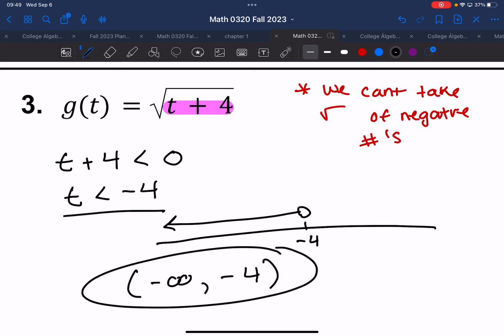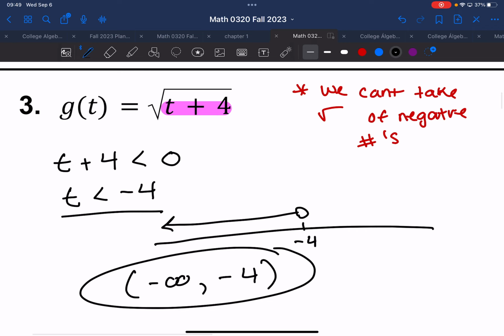So when you are dealing with functions that have radicals, those square roots, your domain is going to look like interval notation. Okay? When we have the functions that have the fractions, like number 1 and number 2, your domain is going to have a union of 2 parts. Any questions on 3?